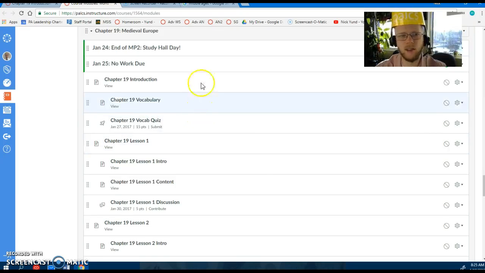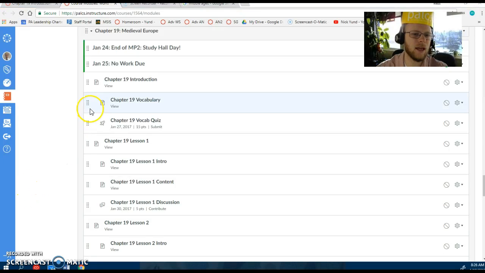You can see the shakeout here. The 24th was the end of the marking period. The 25th is a switch day. Basically, we give the teachers who teach half year courses, like your music class and stuff, a day to switch all the kids over. So we have an extra no work due day.